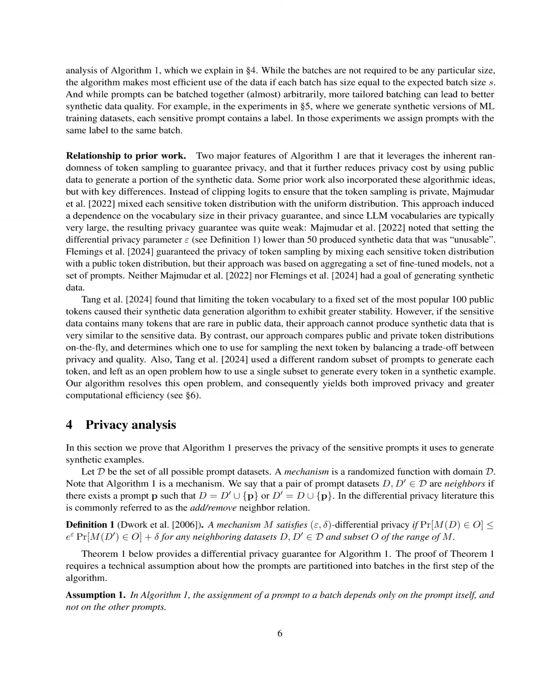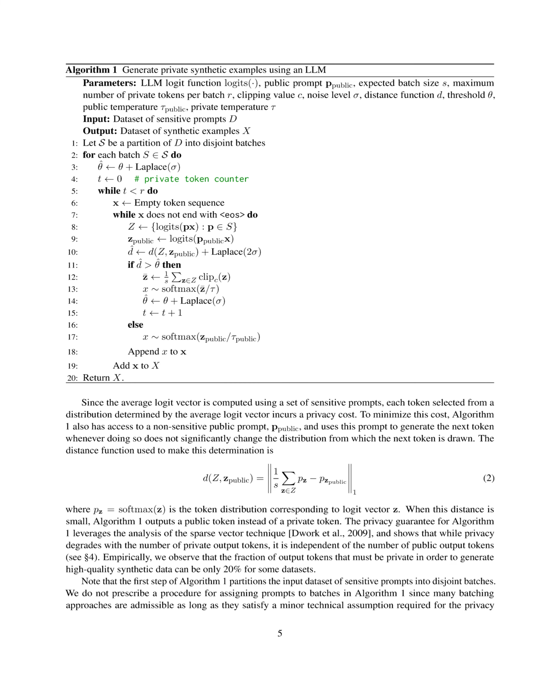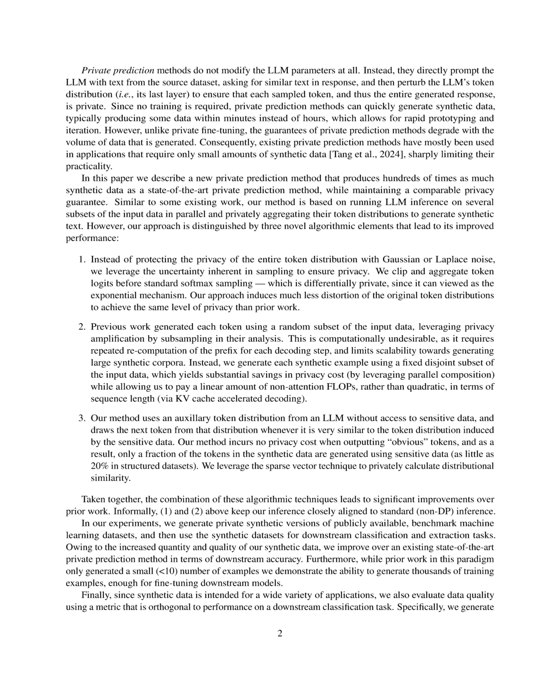The algorithm ensures differential privacy by satisfying the epsilon-delta differential privacy condition, where epsilon and delta are privacy parameters. The method minimizes privacy cost by only incurring it when selecting tokens from the distribution determined by the average logit vector of sensitive prompts. The algorithm's efficiency is enhanced by generating each synthetic example using a fixed disjoint subset of the input data, allowing for parallel composition and avoiding repeated recomputation of the prefix for each decoding step.